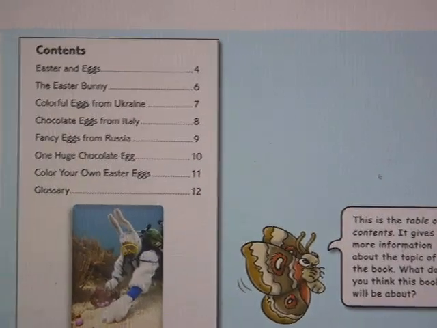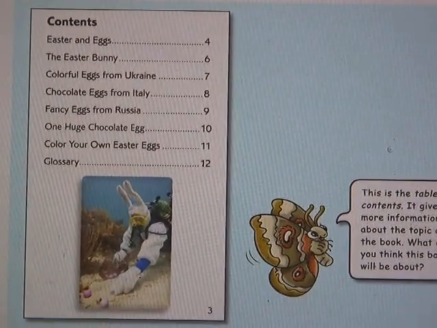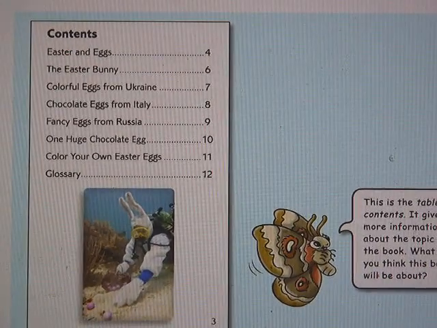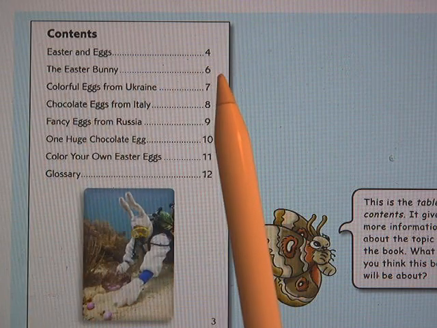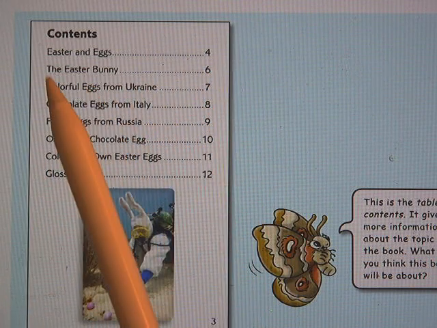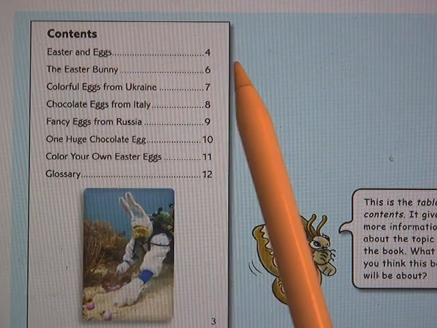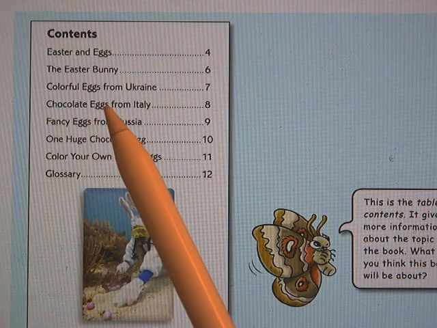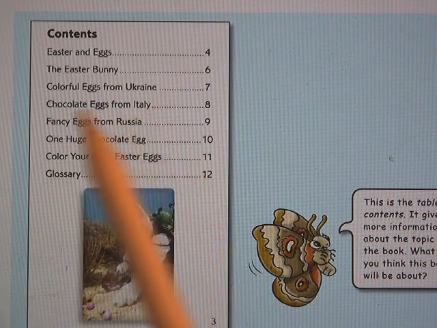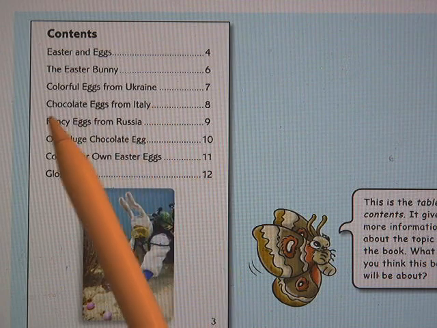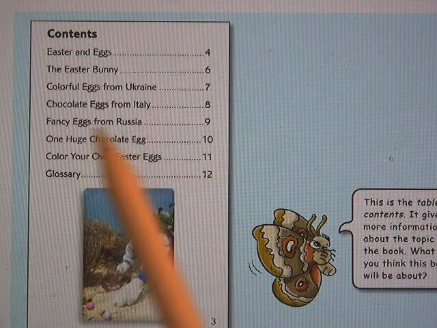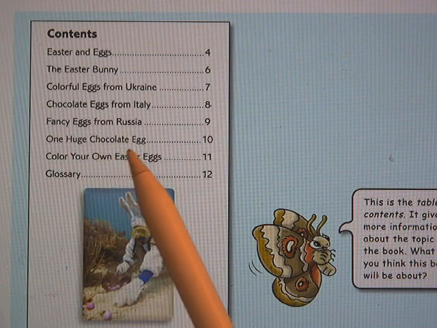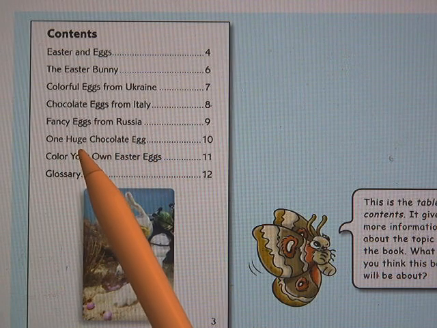Well, before we make that prediction, let's look at the table of contents and what is going to be on each page. All right, so let's start here. Easter and Easter eggs, page 4. The Easter bunny, page 6. Colorful eggs of the Ukraine. Chocolate eggs from Italy. Fancy eggs from Russia. One huge chocolate egg. What's another word for huge?